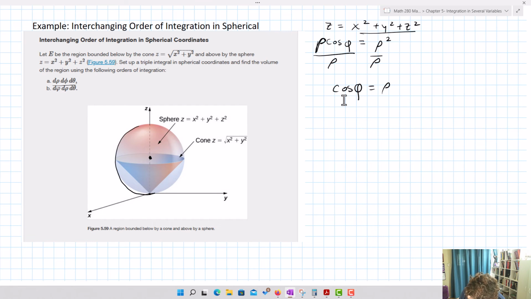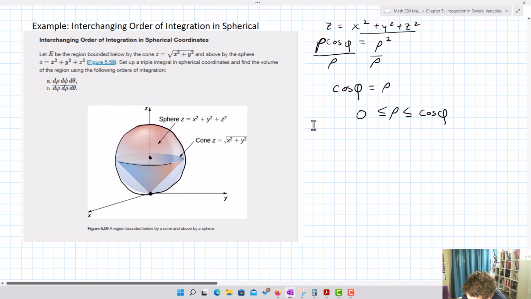And so that is the max value for our rho. All right? And our min value here is, notice that rho is going to end up being equal to 0. All right? So we're going to go from 0. So rho is going to be greater than or equal to 0 and less than or equal to cosine phi. Or excuse me, other way around, 0 and cosine phi.